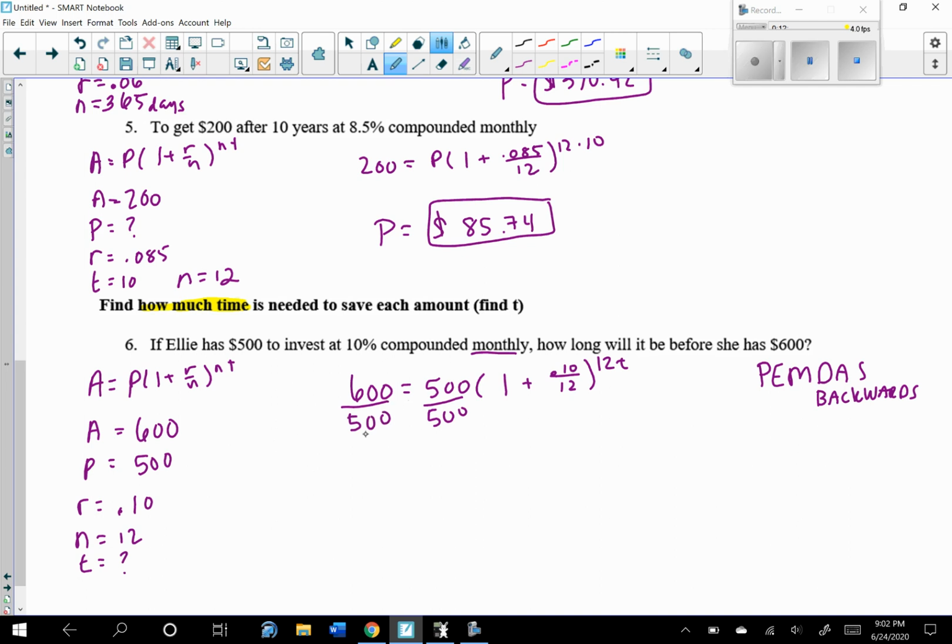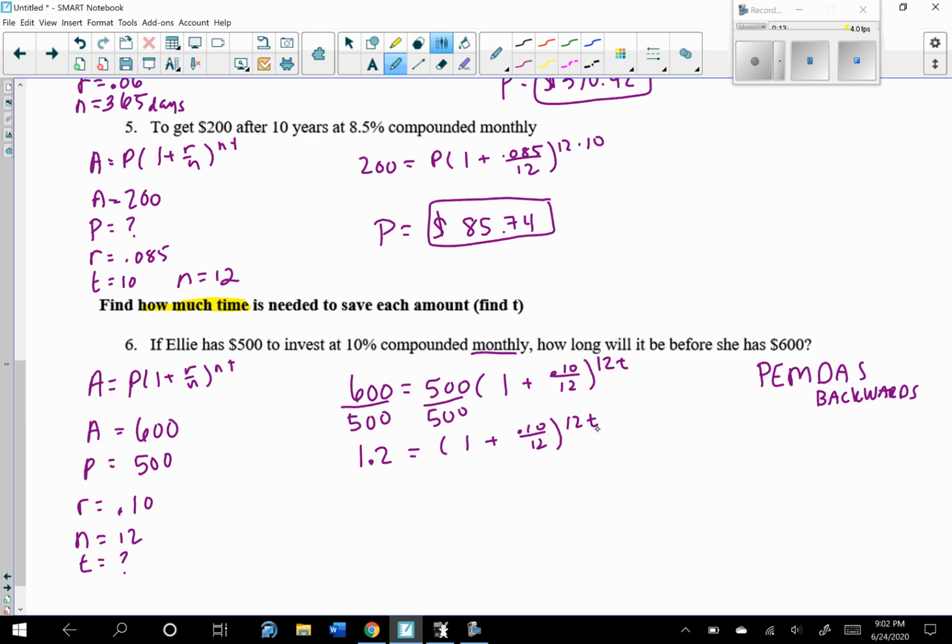So 600 divided by 500 is 1.2, and that's equal to 1 plus 0.10 over 12 to the 12t. If it doesn't give you a nice decimal, then just leave it in fraction form so that you get a more exact answer. Because the more rounding you do, the more rounding error you're going to have. And so now we can do our exponent.